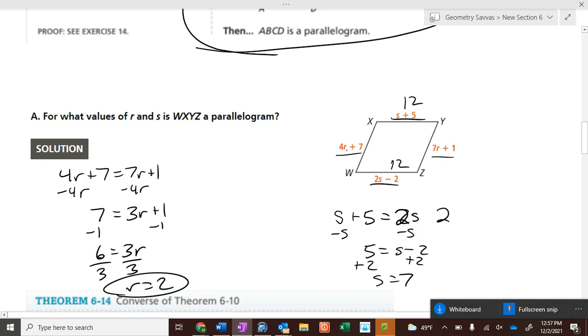If you put in a 2, 4 times 2 is 8 plus 7 is 15. 7 times 2 is 14 plus 1 is 15. Opposite sides are congruent.